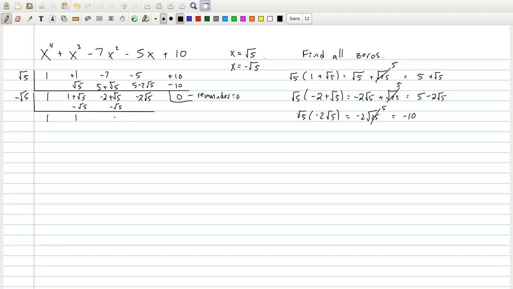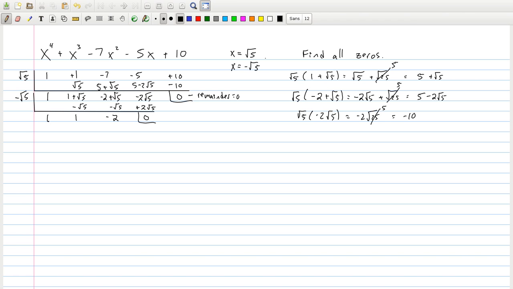Combining like terms, the radicals cancel to leave us with just 2. And then finally, negative radical 5 times negative 2 is positive 2 radical 5. Adding these together, they cancel to give us a remainder of 0. So x equals negative radical 5 was another 0. And then finally, what we're left over with, this reduced polynomial.